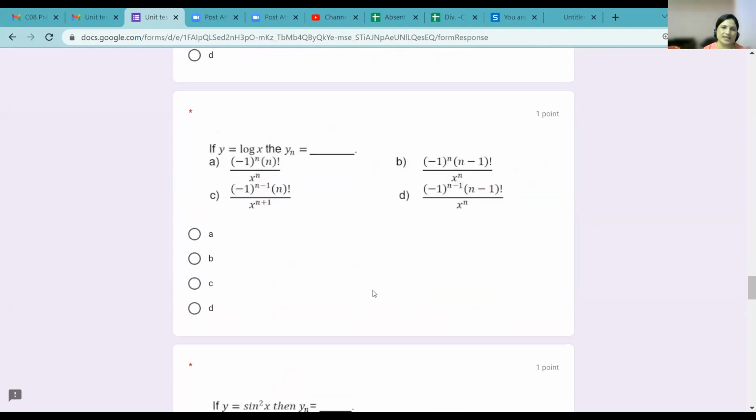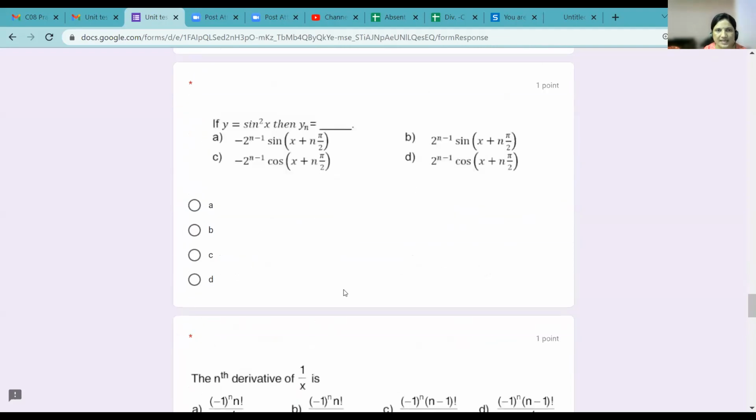Then next, y is equal to log x, then yn is equal to minus 1 raised to n minus 1 into n minus 1 factorial divided by x raised to n. Option D. Then sine square x. One plus or one minus. Option C. First, just tell me for sine square x.